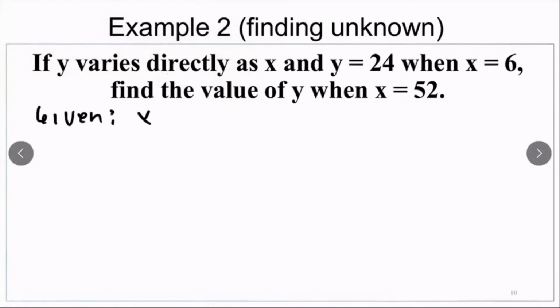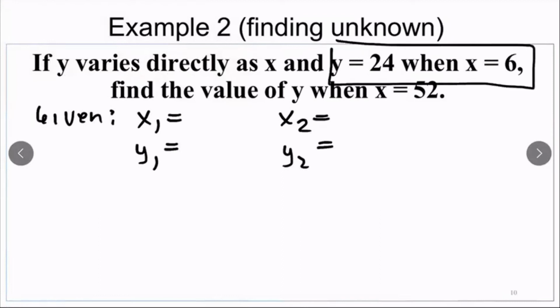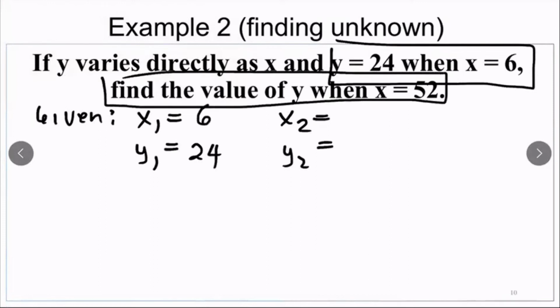Identifying the given, we have our x sub 1, y sub 1, x sub 2, y sub 2. From here, if y varies directly as x and our initial value, we have y is equivalent to 24 and x is equivalent to 6. So let us write it down. Y sub 1 is equivalent to 24 and x is equivalent to 6. And according to our second statement, find the value of y. So therefore, y sub 2 is the unknown, where x is equivalent to 52.